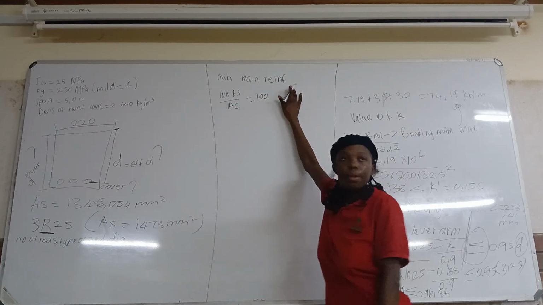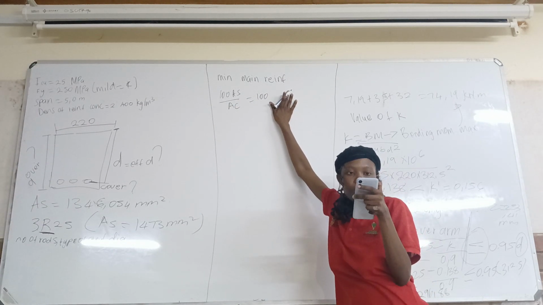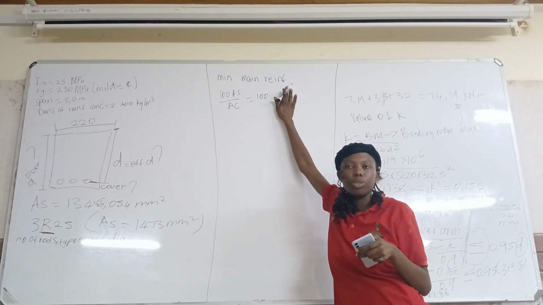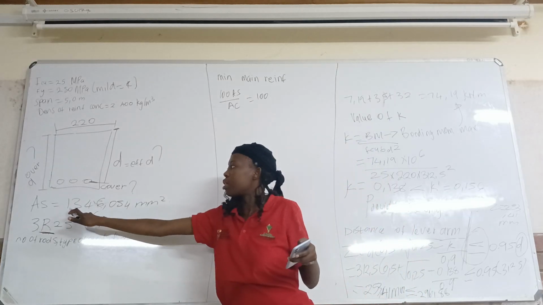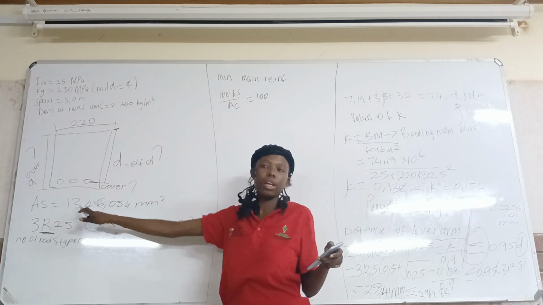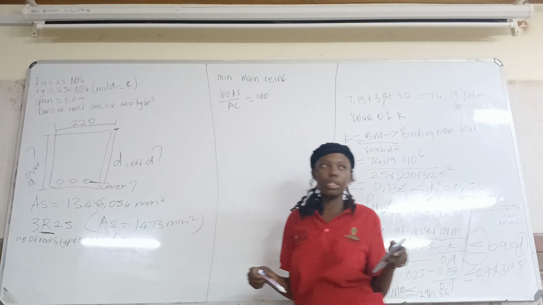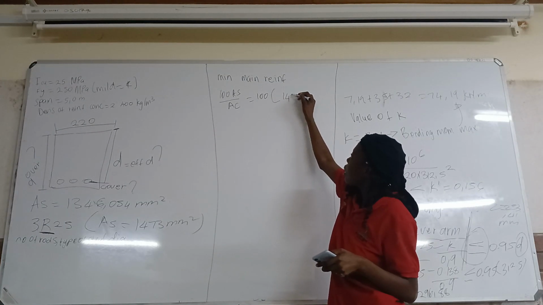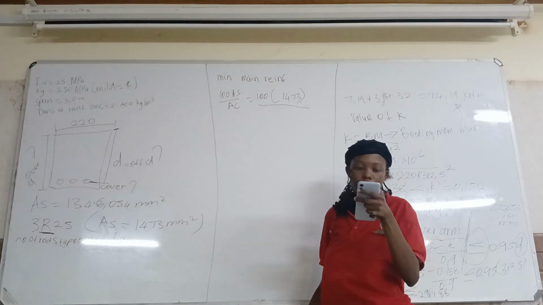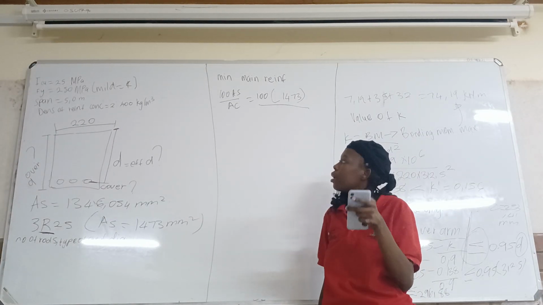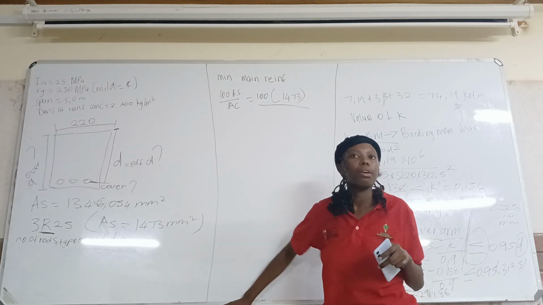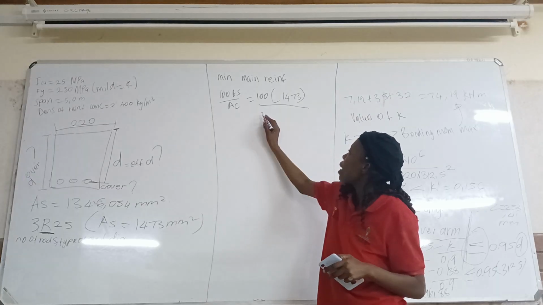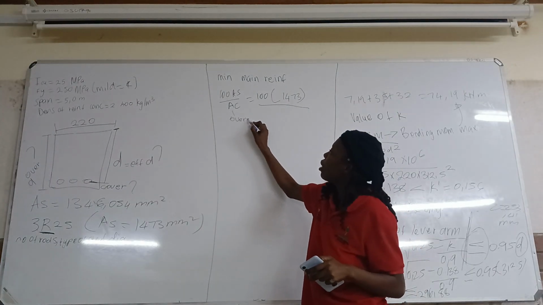What is our AS? 1473. AS, we do not substitute the one that you calculated again. We substitute the one from the table. So we don't use this one here, 1346 again. We use this one here, 1473 from the table again. So AS is 1473. And then what is AC? 370, okay.